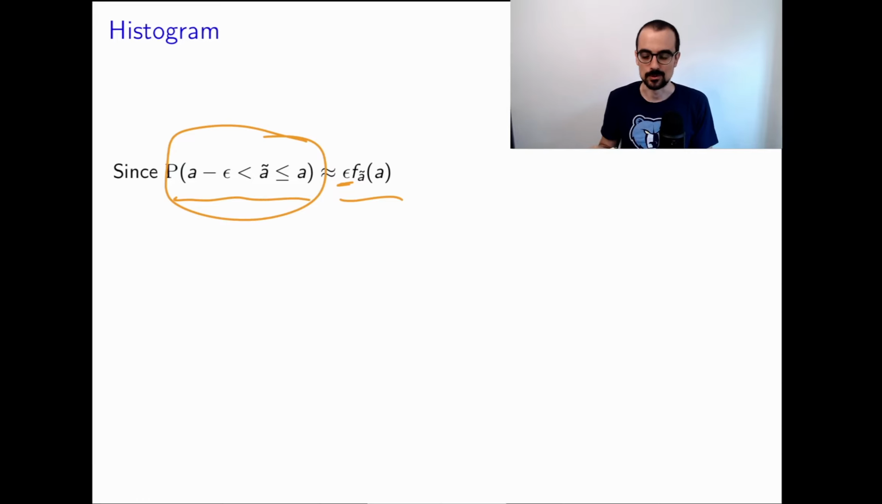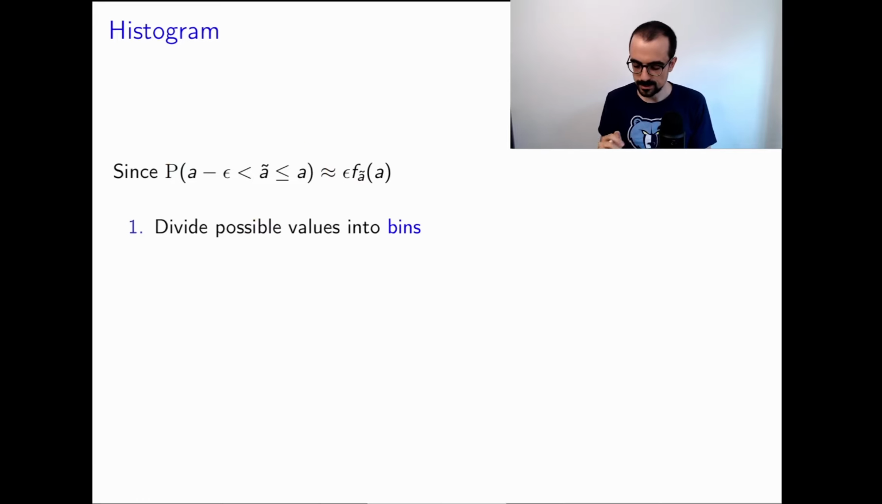That's called the histogram. In particular, let's go a little bit more in detail. We're going to divide the possible values that the continuous random variable can take into bins. These are just a name for intervals that people like to use. They use bins or buckets.